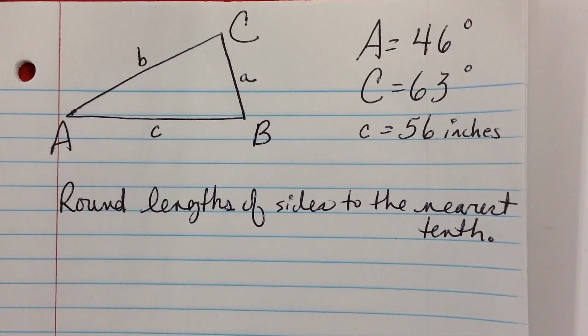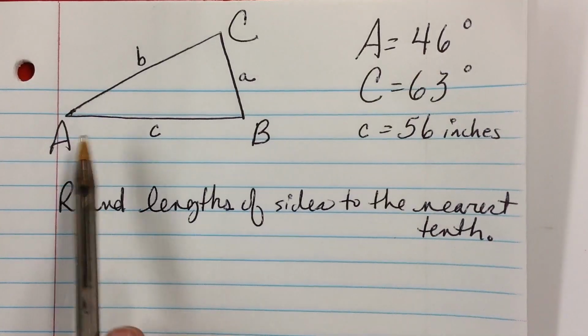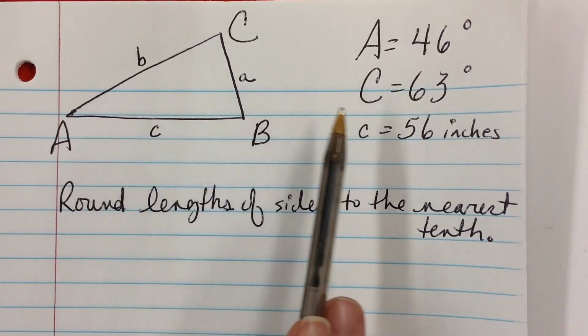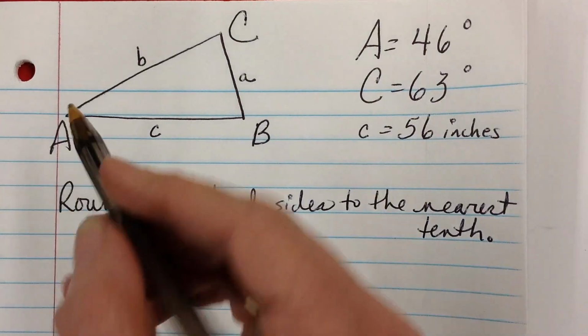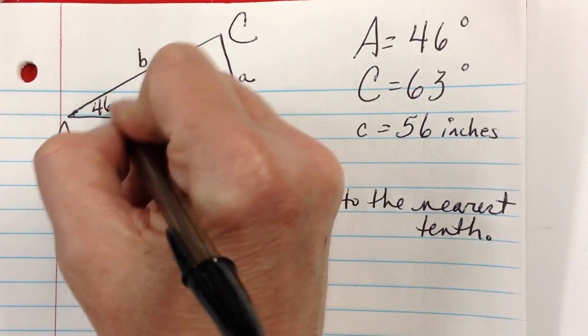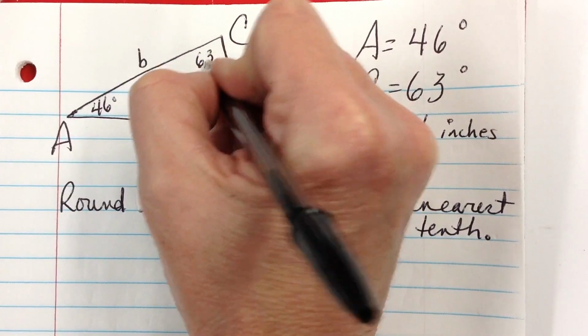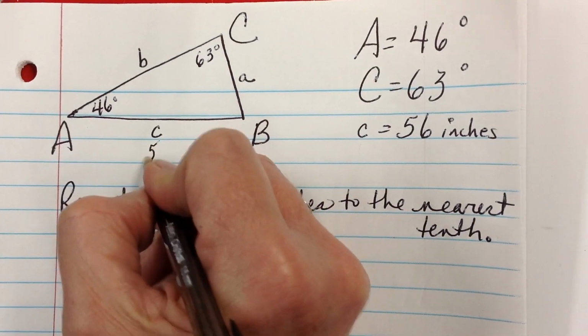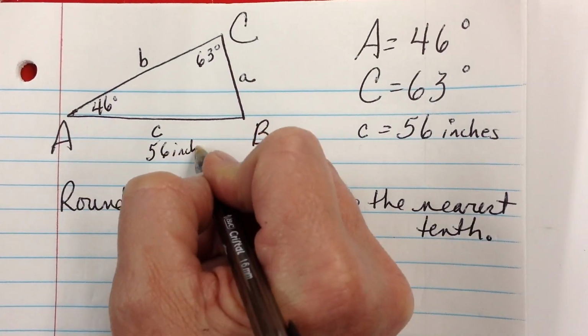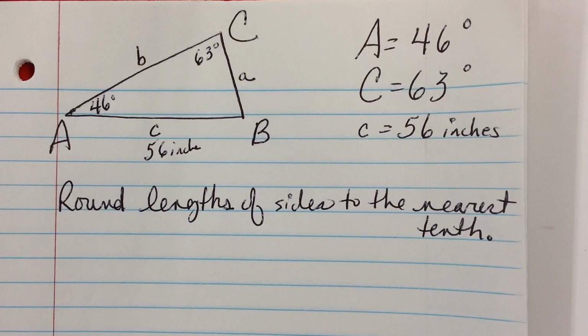Looking at this problem, we have been told that angle A is 46 degrees and that angle C is 63 degrees. So angle A is 46 and angle C is 63. We know that side c is 56 inches. We're to find all of the unknown lengths of sides and missing angles.